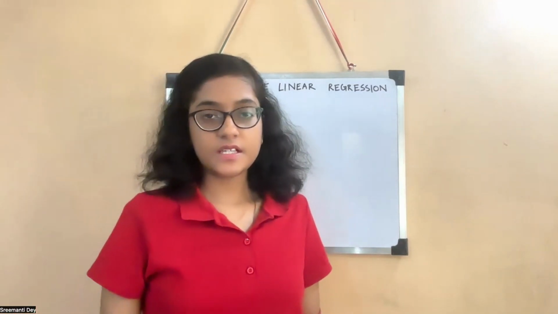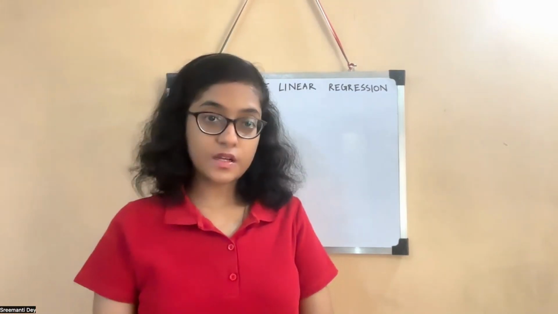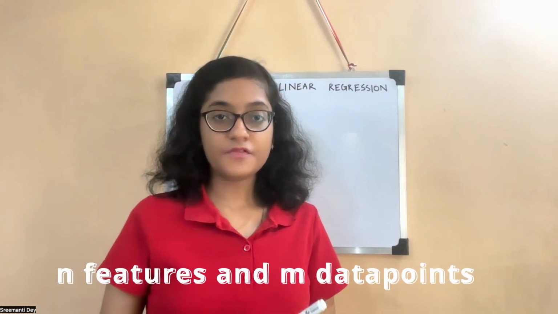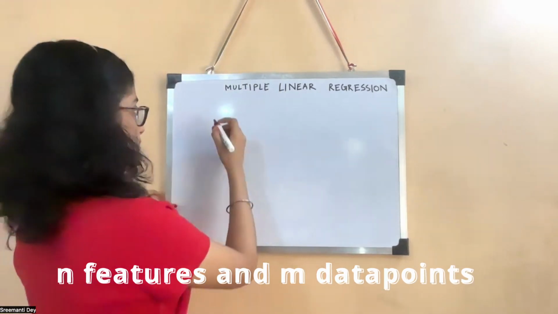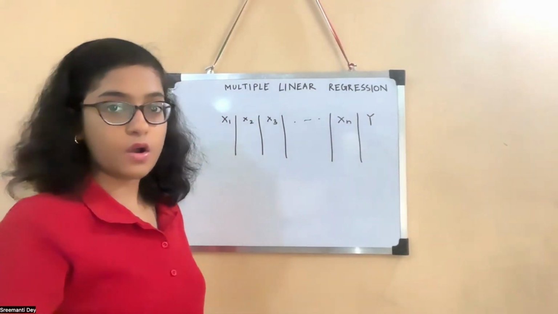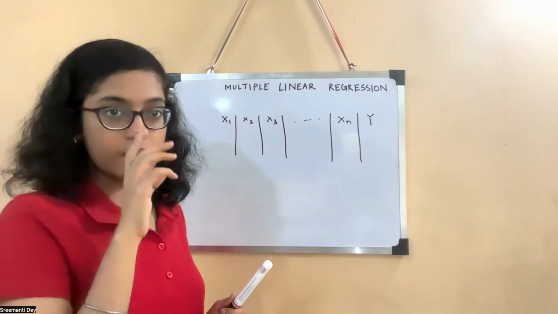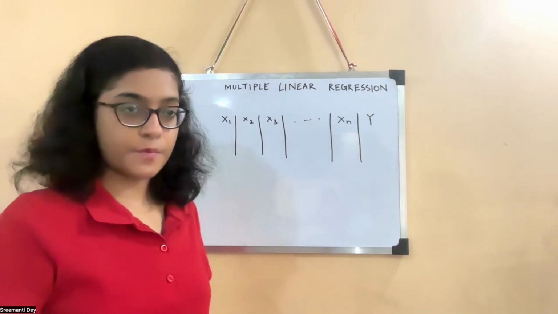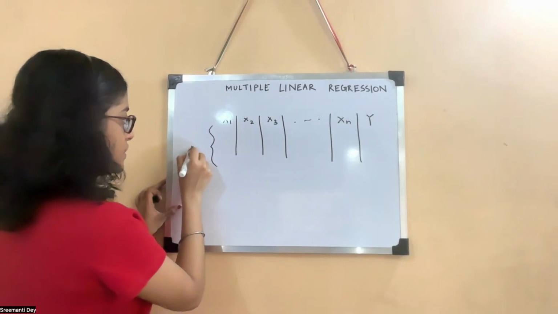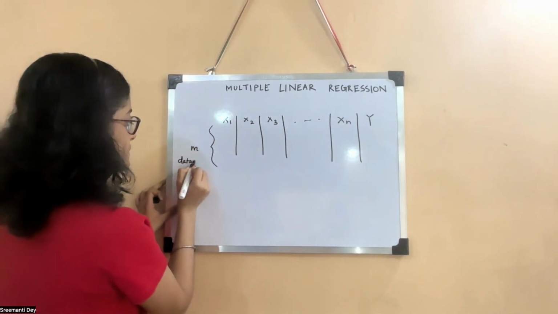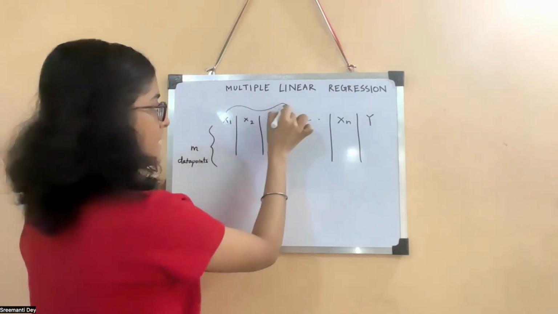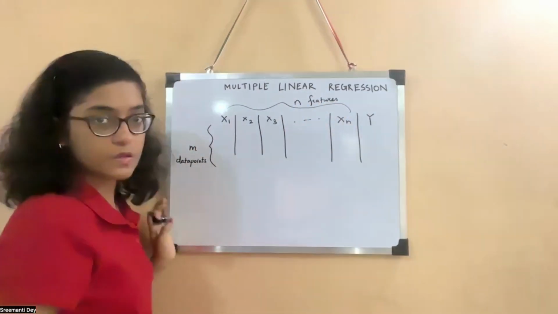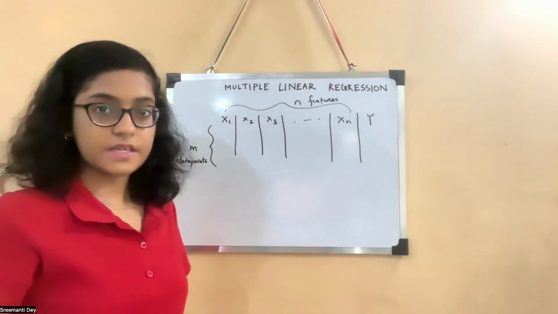So the first thing that comes is, what is the dataset? The dataset looks something like this. We'll have around n features, and we'll have m data points. These xi's, x1, x2, x3, xn, are all n features. And y is our target variable. So in total we have m data points and n features. This is very important to understand.